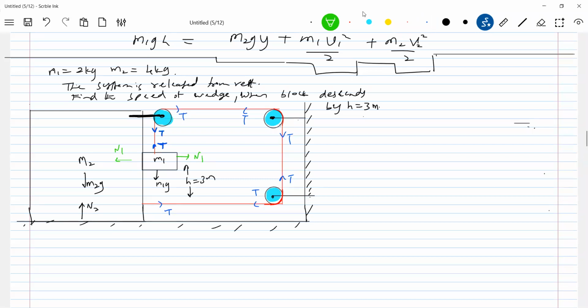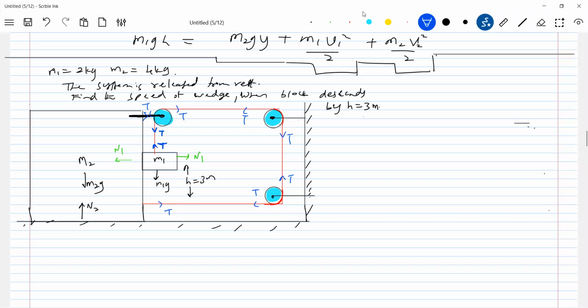Here also, if you want to show the 2T, I think you already know we have analyzed what forces are acting on the pulley, that is acting on the wedge also. So this will be only T. Yeah, you make it like this. Now, which forces are doing what? Suddenly so many things came, no?